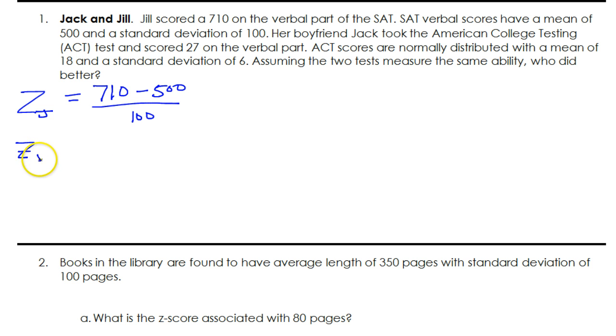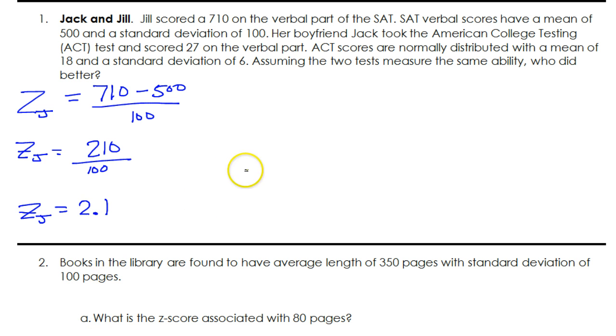So Jill's z-score is going to be 710 minus 500 is 210. So we're looking at 210 divided by 100. Of course, dividing by 100 means moving the decimal point twice to the left. So we're looking at a z-score of 2.1. That means that Jill scored a little bit more than two standard deviations above the mean. That's a pretty great score.